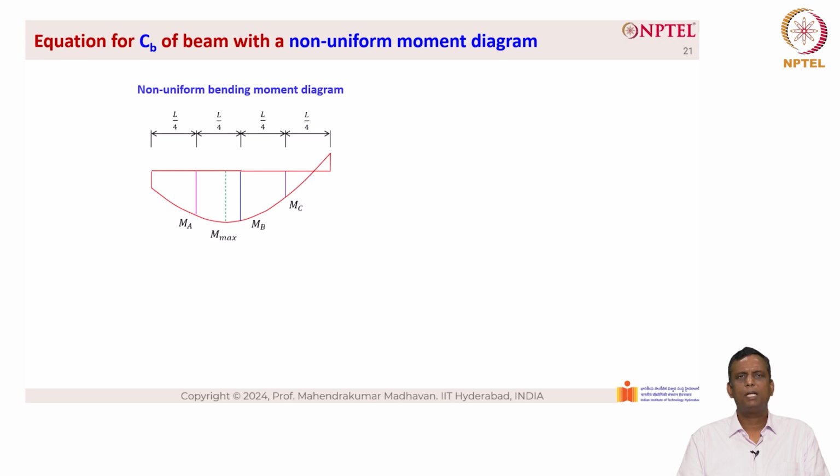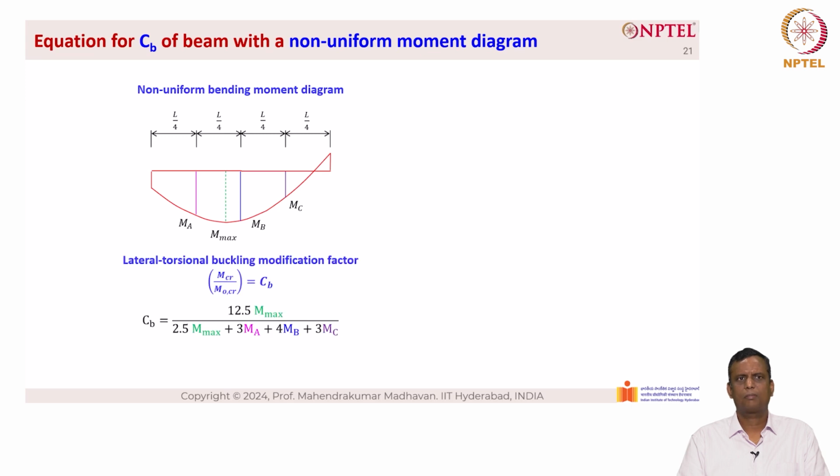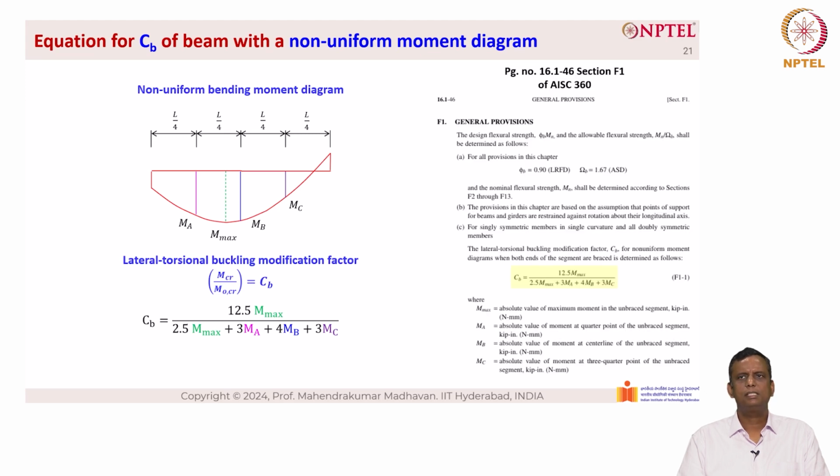What happens if the bending moment diagram is not linear and there is a non-uniform bending moment diagram, as you can see here? How does CB vary? So the lateral torsional buckling modification factor, M_cr by M_0 critical, is equal to CB, which is given as 12.5 M max divided by 2.5 M max plus 3 MA plus 4 MB plus 3 MC. This is based on the provision given in AISC 360, section F1, page 16.146, as you can see from the right hand side.